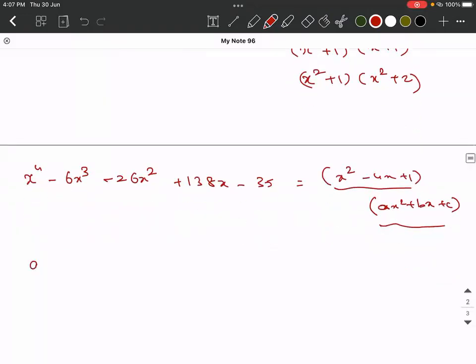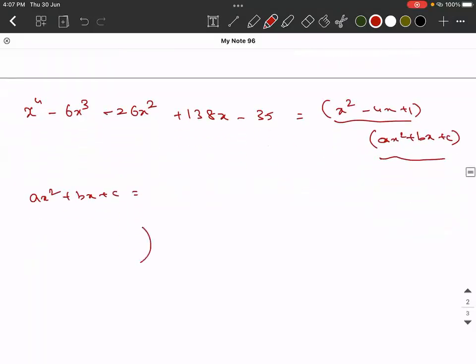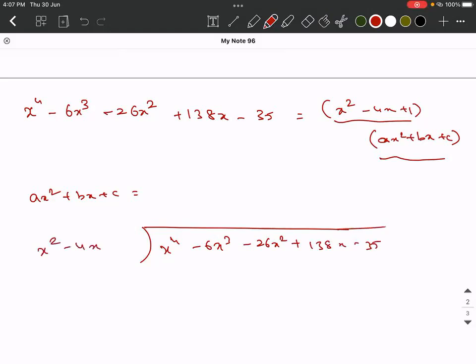Then how do you find that ax square plus bx plus c? It is nothing but x power 4 minus 6x cube minus 26x square plus 138x minus 35 divided by x square minus 4x plus 1. We have to divide it. When you divide it, what do you think will be the remainder?